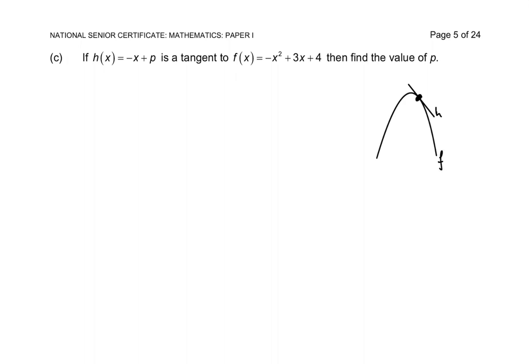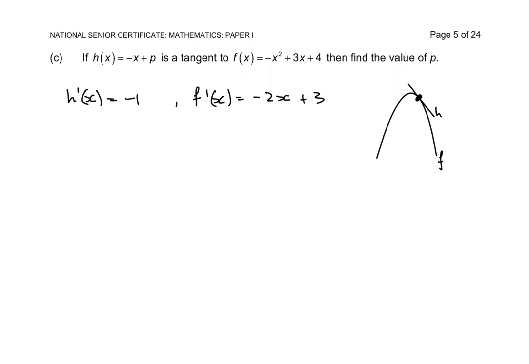Okay, well, the gradient of h is constant because it's a straight line, and the gradient is the coefficient of x. So the gradient of h of x is going to be equal to minus 1. And you can obviously get that again just by doing the first derivative of h of x. Both of those ways of thinking about it are perfectly valid. Now, the first derivative of f of x is equal to, now once again I recommend you use the power rule, negative 2x plus 3.